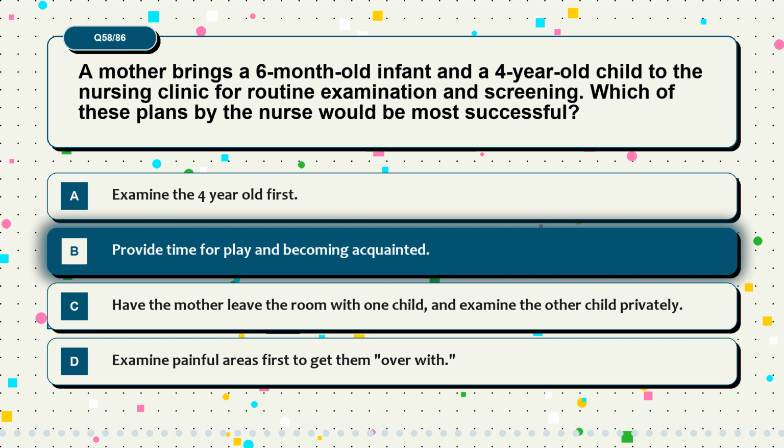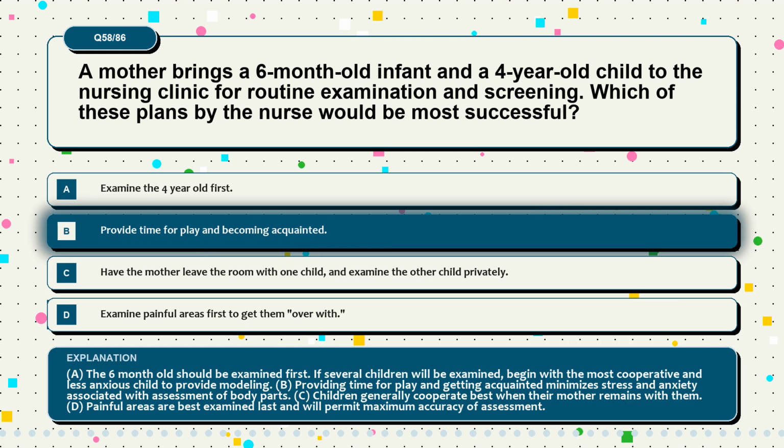The correct answer is option B. Provide time for play and becoming acquainted. The 6-month-old should be examined first. If several children will be examined, begin with the most cooperative and less anxious child to provide modeling. B. Providing time for play and getting acquainted minimizes stress and anxiety associated with assessment of body parts. C. Children generally cooperate best when their mother remains with them. D. Painful areas are best examined last and will permit maximum accuracy of assessment.